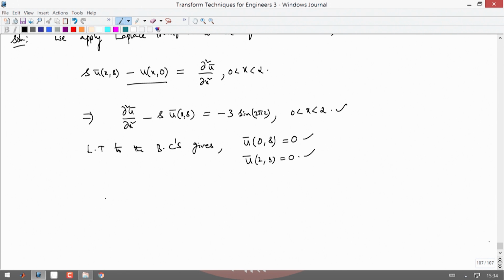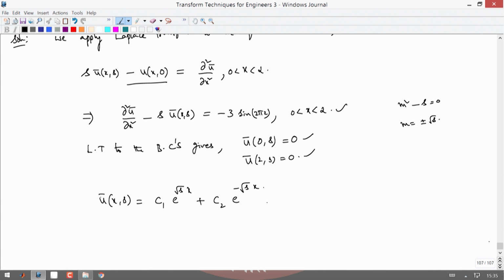To solve this ODE, you first solve the homogeneous equation. The complementary equation is m² minus s equal to 0. So m is plus or minus root s, as s is a constant. So the complementary function is ū(x,s) equal to c1 e^(√s x) plus c2 e^(−√s x), since this ODE is with respect to x.